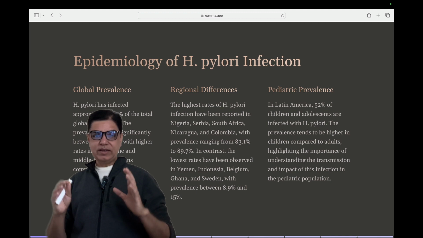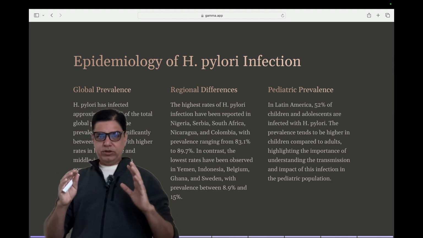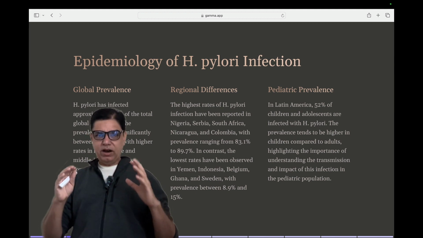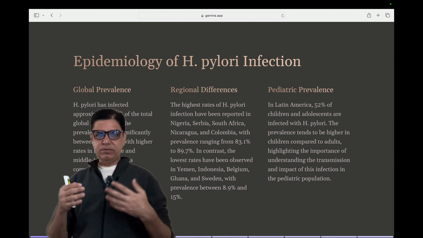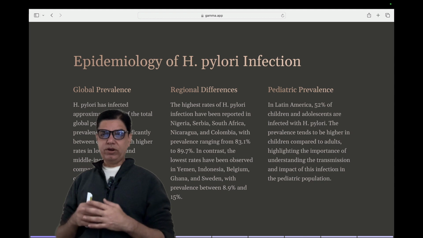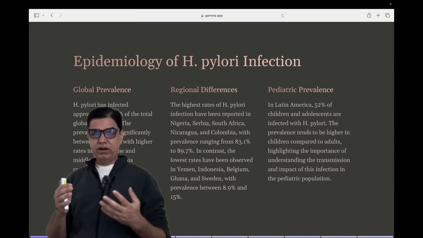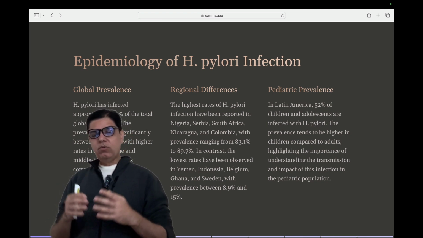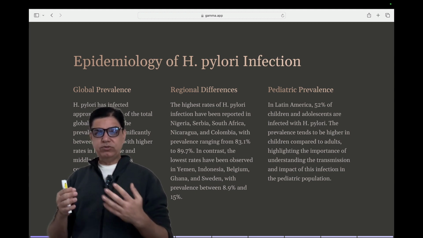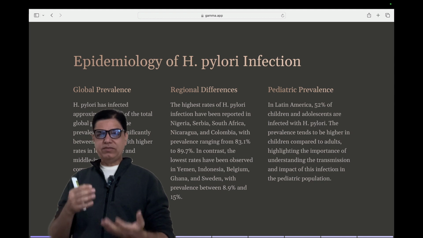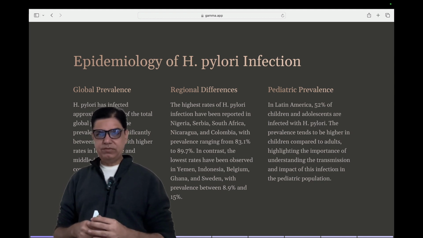They have found that the prevalence is reported to be quite high in certain countries like Nigeria, Siberia, South Africa, and some of the Latin American countries like Nicaragua and Colombia, where the prevalence is very high, like 83 to 89%. While some of the countries like Yemen, Indonesia, Belgium, Ghana, and Sweden have low prevalence, ranging between 9% and 15%.